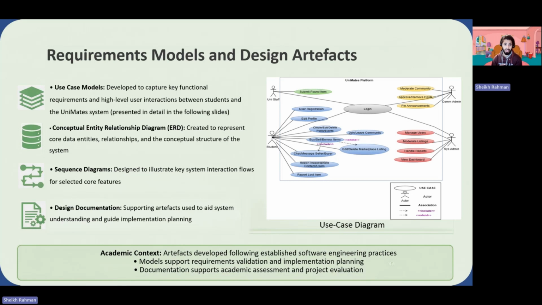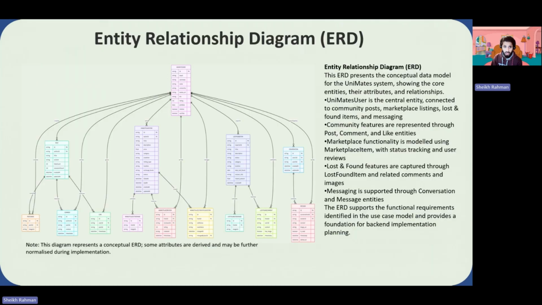Requirement models and design architecture. Several software engineering models were developed to support system understanding and planning. Use case models were created to capture user interaction with the system. A conceptual ERD diagram was created to represent system data structure. Sequence diagrams were developed to illustrate interaction flows between user and system components. These models support system validation and implementation planning. Then there is my use case diagram as well. Now let's move to the next slide.